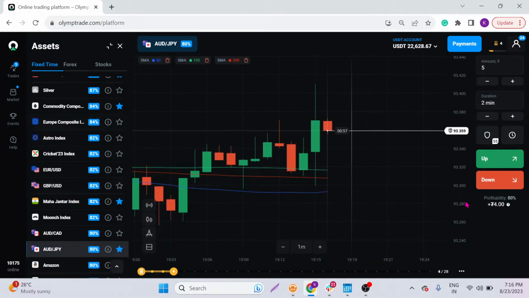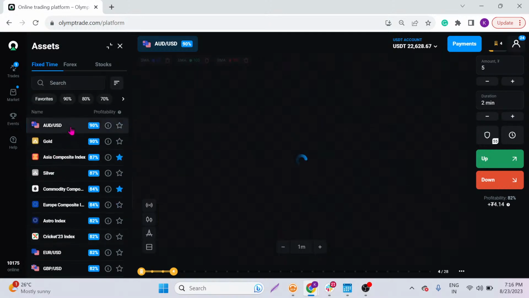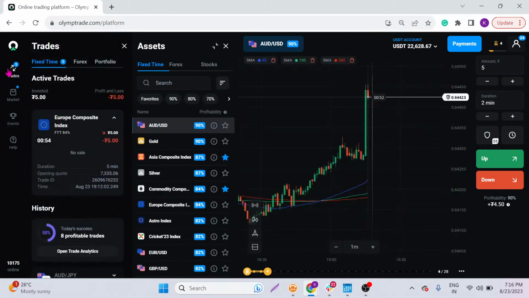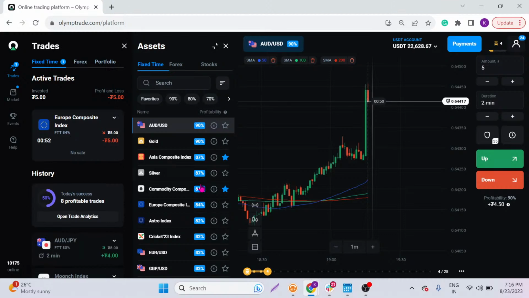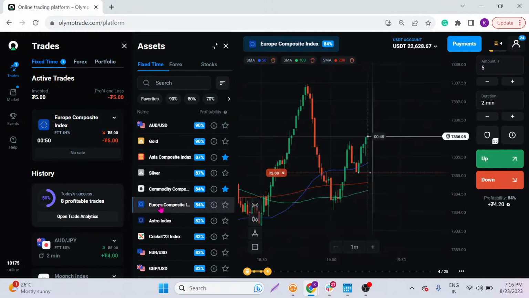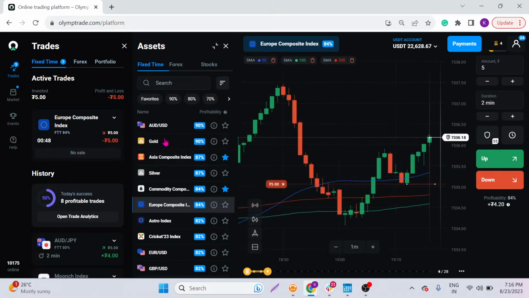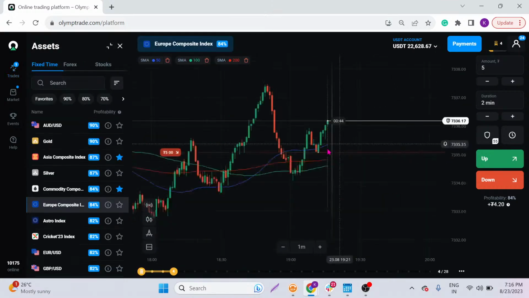So this market, you see the fluctuations happening. I am right now skipping it. Let's see what Euro Composite is doing. So Euro Composite, yes, there is an upward signal. It is not a down signal.